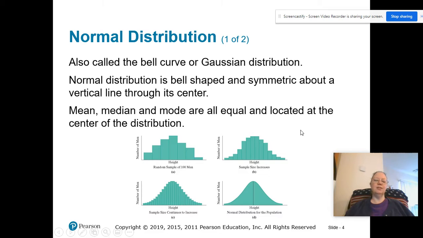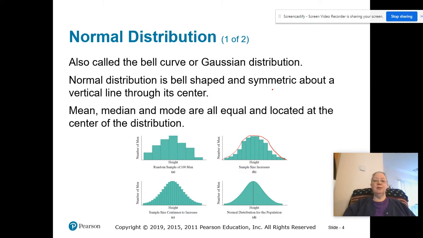All right, so let's talk about what the normal distribution is. Another name for it is the bell curve or the Gaussian distribution. A lot of people call it the bell curve because it looks a bit like a bell. If you follow this up and down, to a lot of people that looks like a bell.